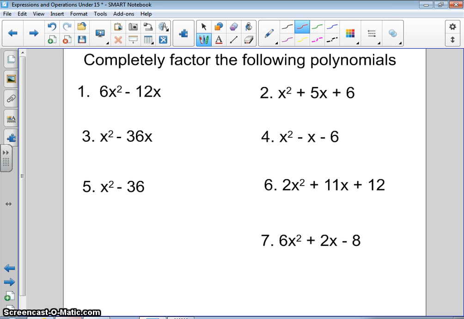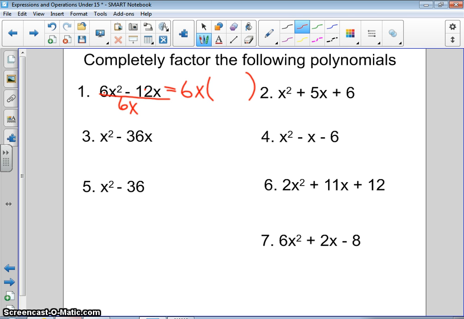If we take a look at this number 1 here, we've got a 6 and we've got a 12, so we know that we're going to be able to take a number out of both of them because 6 and 12 have a common divisor. Their common divisor is going to be 6. And then we've also got x's in both the first part and the second part, so we can take an x out. So we're going to say 6x times something is going to be equal to 6x squared minus 12x. So all we've got to do is divide by 6x, and then whatever we have left over is what we're going to put in the parentheses.